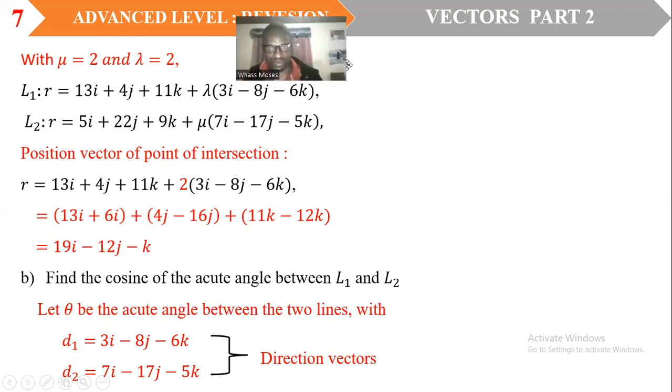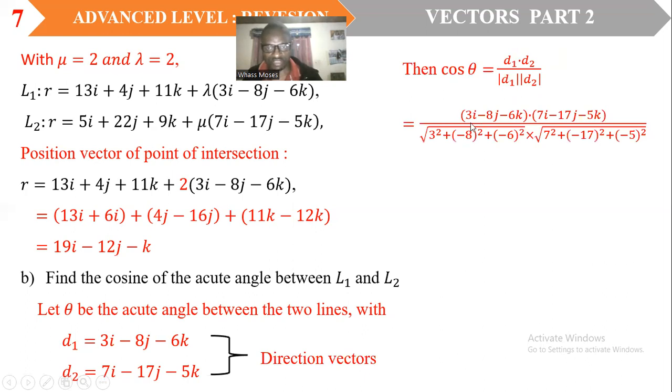Now, with those direction vectors, to find the cosine of the angle, this is the formula: cos theta is equal to d1 dot d2 all over the magnitude of d1 times the magnitude of d2. Replacing d1 and d2, we have 3i minus 8j minus 6k dot 7i minus 17j minus 5k, all over the square root of 3 squared plus negative 8 squared plus negative 6 squared, times the square root of 7 squared plus negative 17 squared plus negative 5 squared. For the dot product, we multiply the i components, the j components, and the k components, as we can see here.